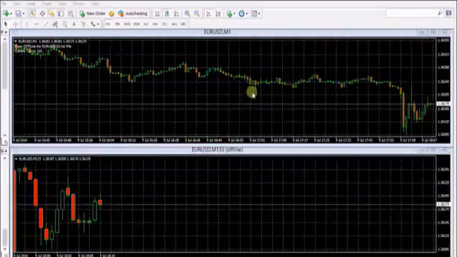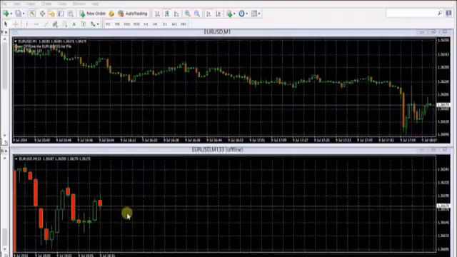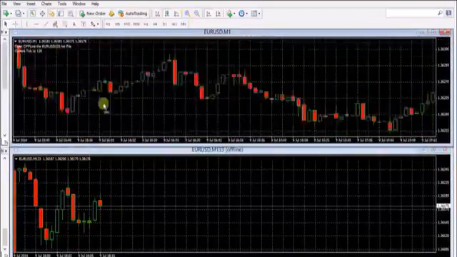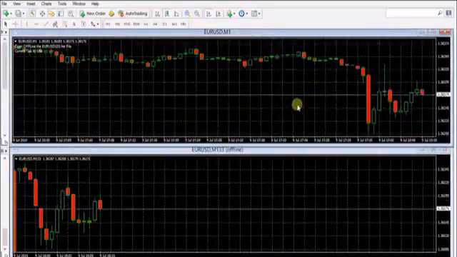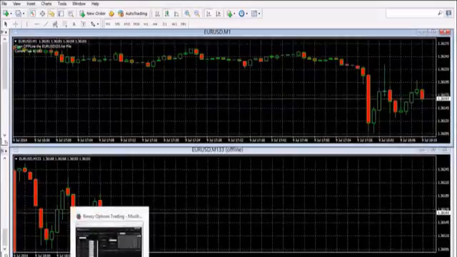Again, here at the top I have my Euro-US dollar M1 chart, so that's 60-second candlesticks forming. Here on the bottom I have the custom Opdex indicator. It's an M133 tick chart. So I'm going to zoom in here for a second. And what we're looking for is confirmation of the trend.